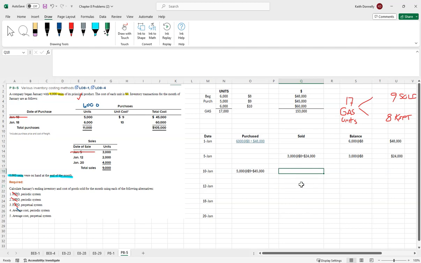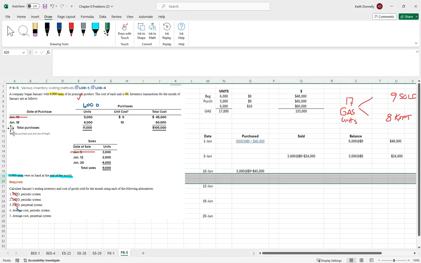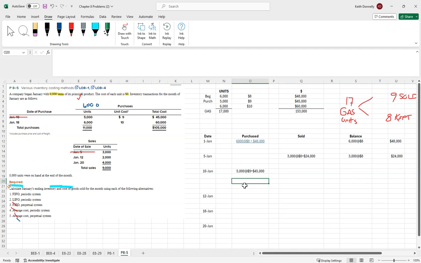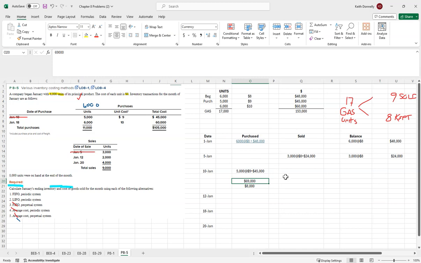the 45. So that's $69,000 where we're at. I don't want to put it in the sold there. Let me make room over here to show this. So 24 plus 45, we're into this for $69,000, and that's for 3,000 units and 5,000, so 8,000 units. So cost over units.